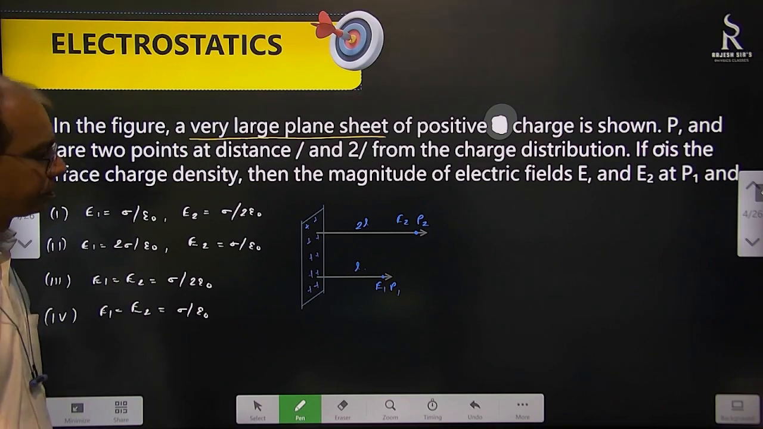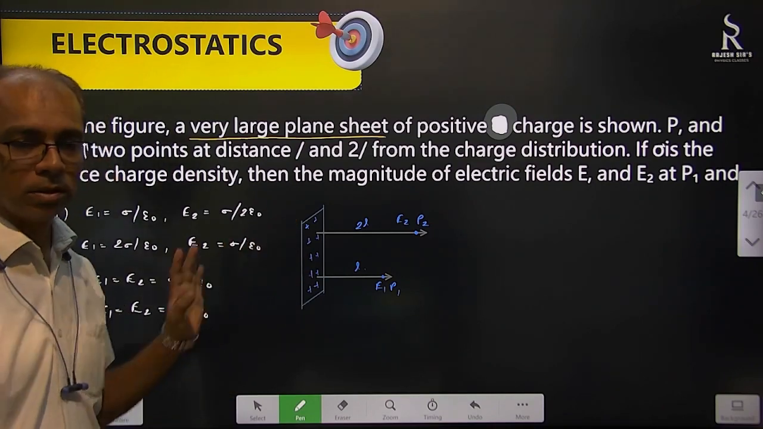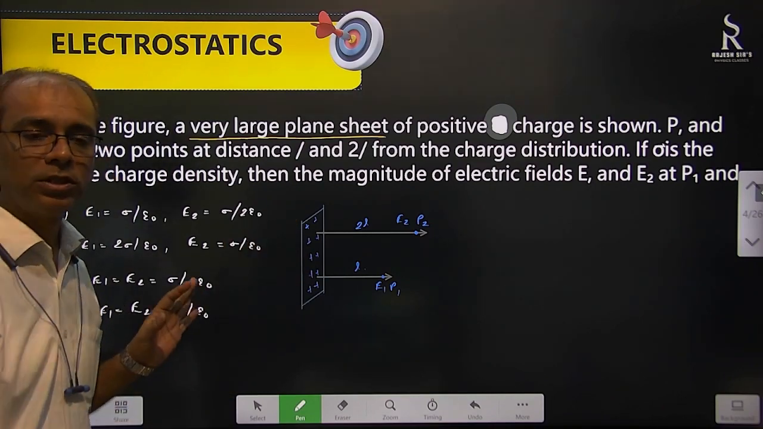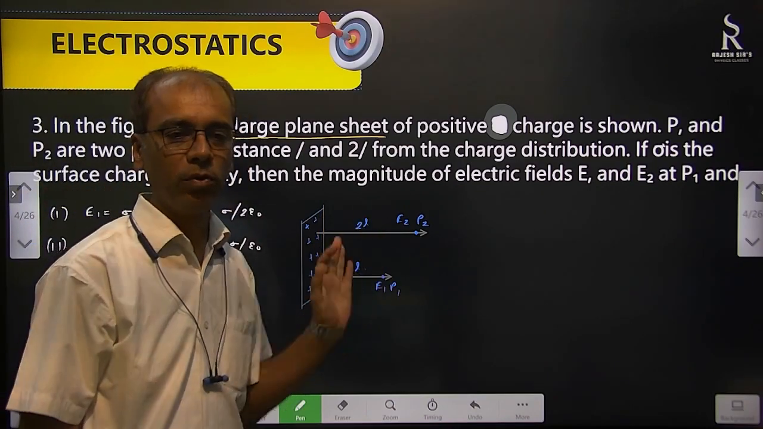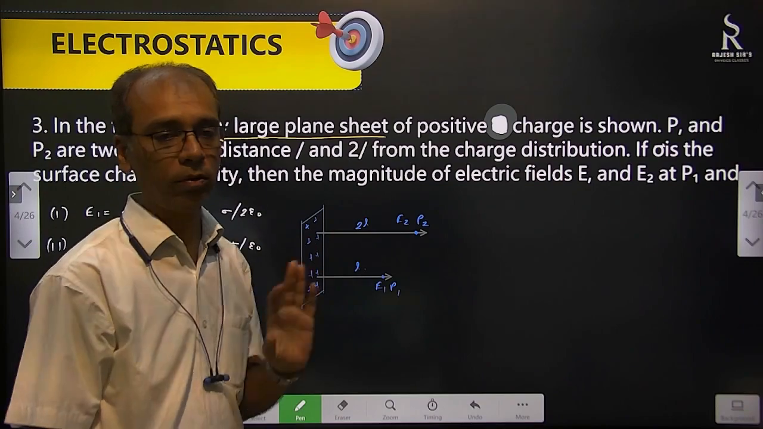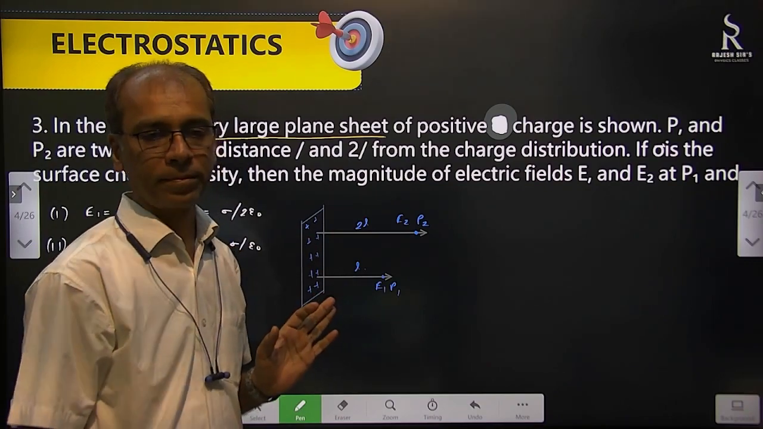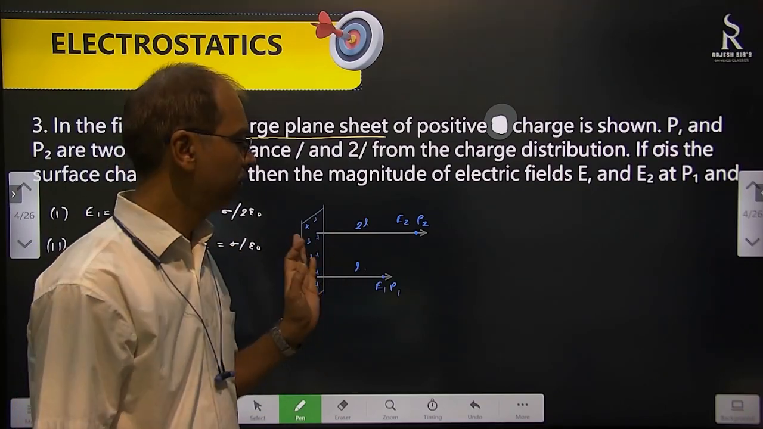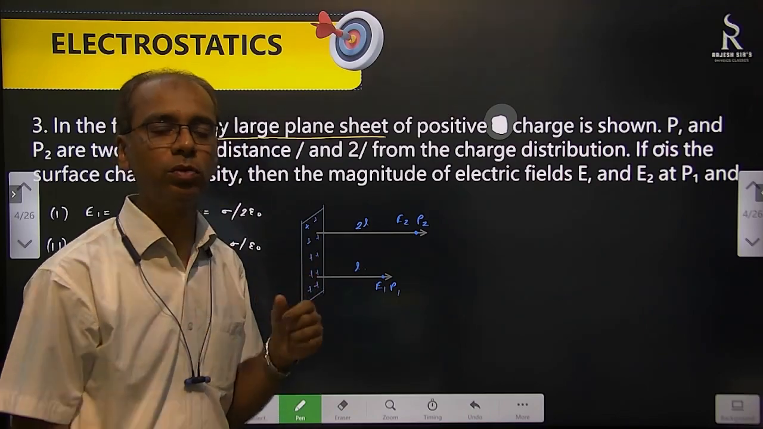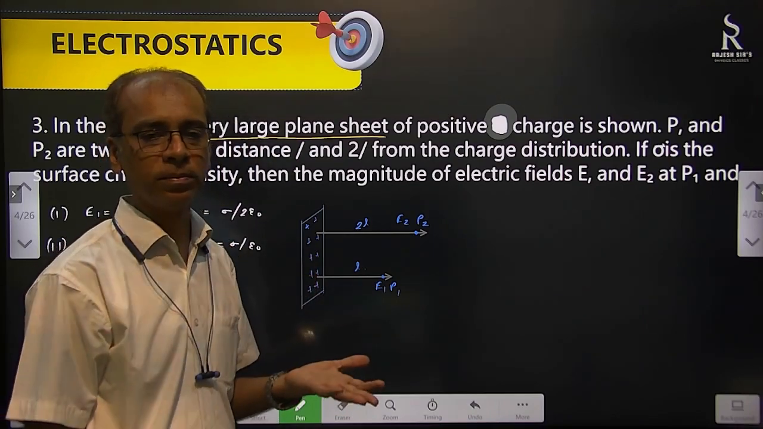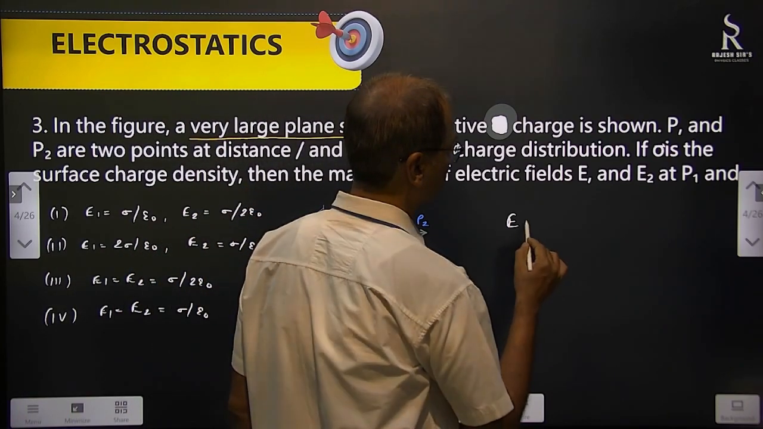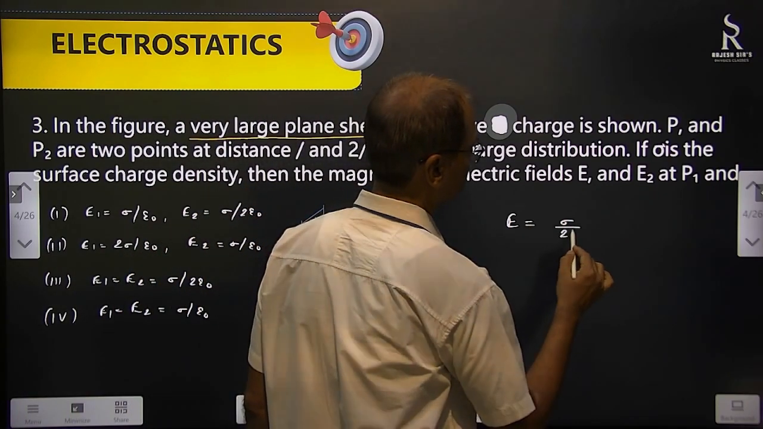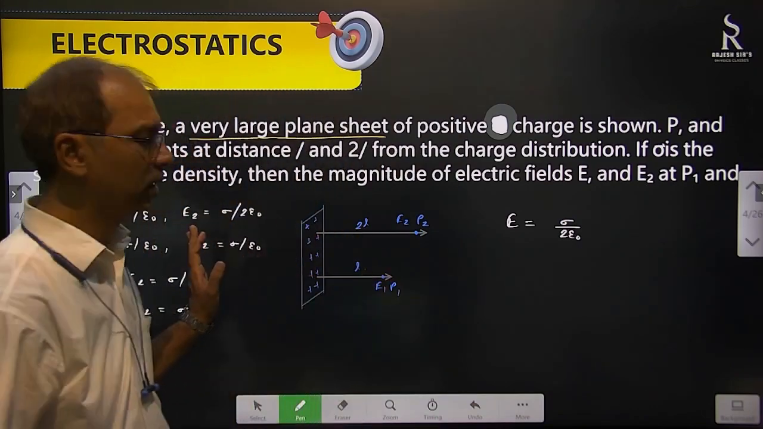Simple question. This is infinite size. Very large plane sheet means infinite size. And because of infinite size sheets, have we found the electric field? It's a standard value we have to remember. Through Gauss law we found what is the electric field due to an infinite size plane sheet. And that value was sigma by 2 epsilon naught. This side also, this side also.